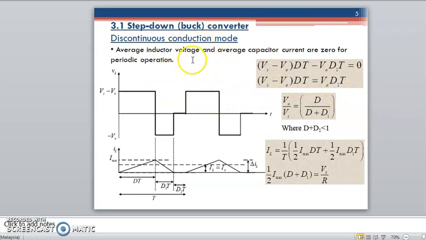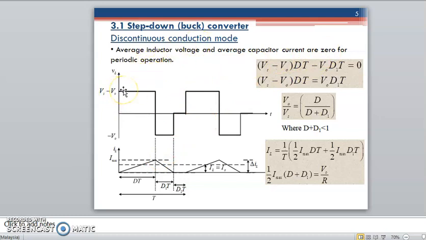Now we discuss the buck step-down converter in discontinuous mode. Just now was the CCM, now DCM. What is meant by DCM is that the average inductor voltage VL and also the average capacitor current are 0 for periodic operation.